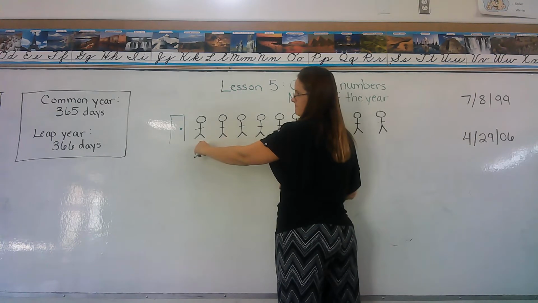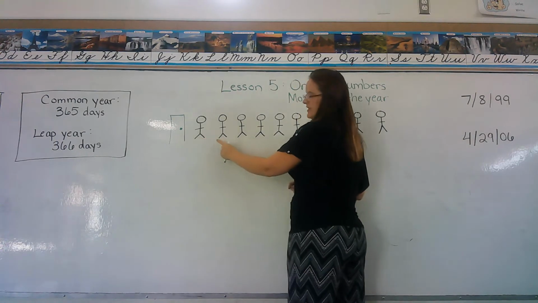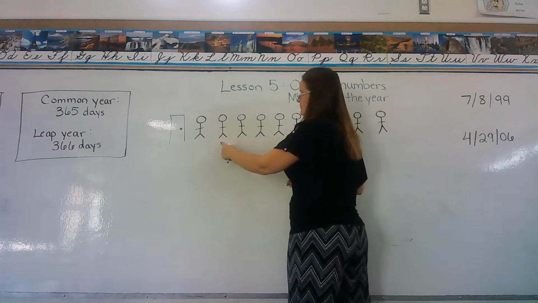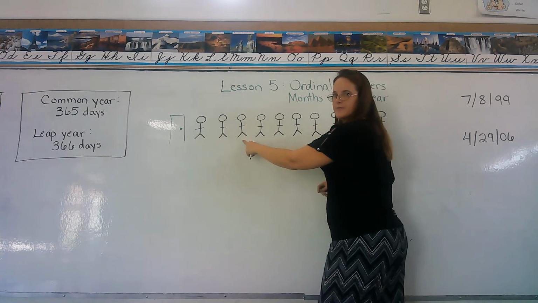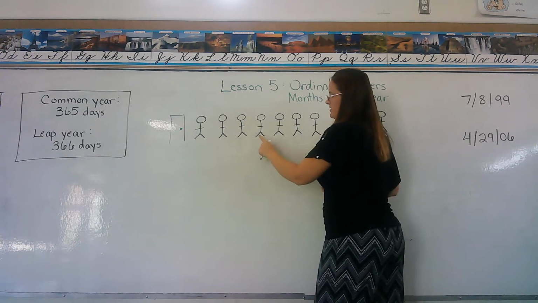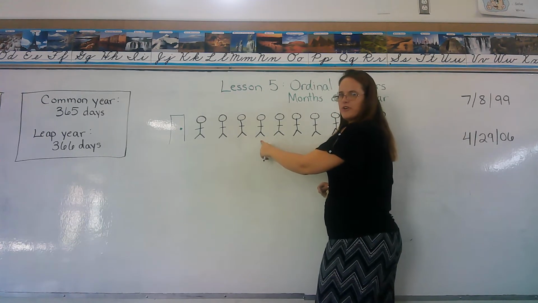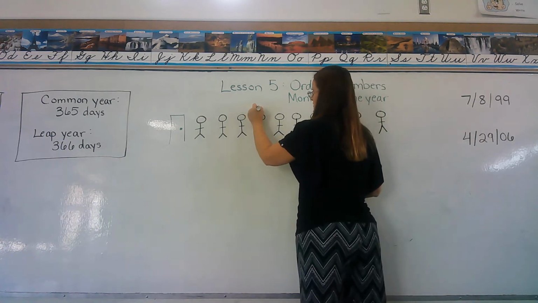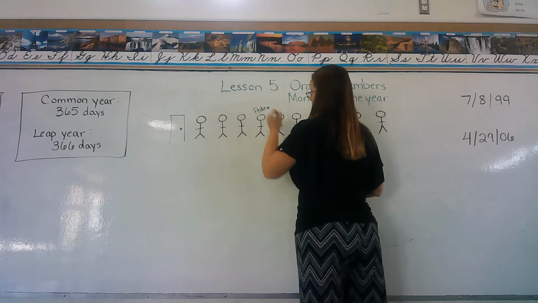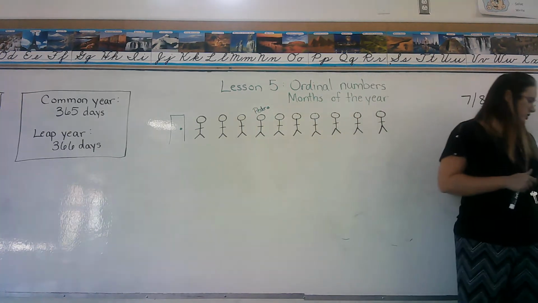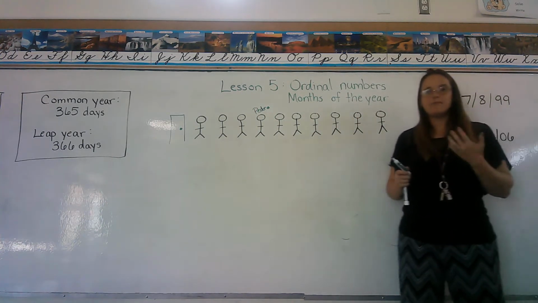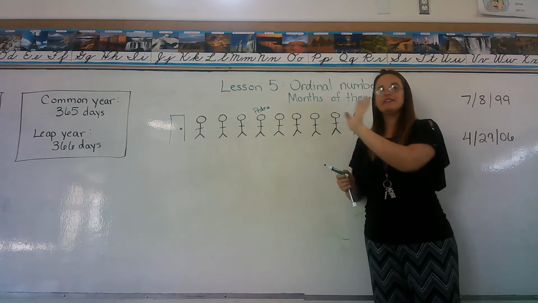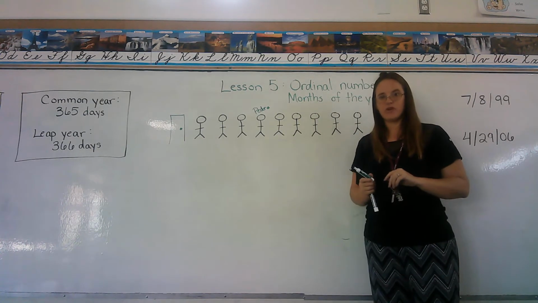This one? No, he's 1st. This one? Nope, she's 2nd. This one? She's 3rd. What comes after 3rd? 4th. So this guy right here, this is Pedro. We'll name him because we're going to look at him. So the question wants to know how many children are in front of Pedro.